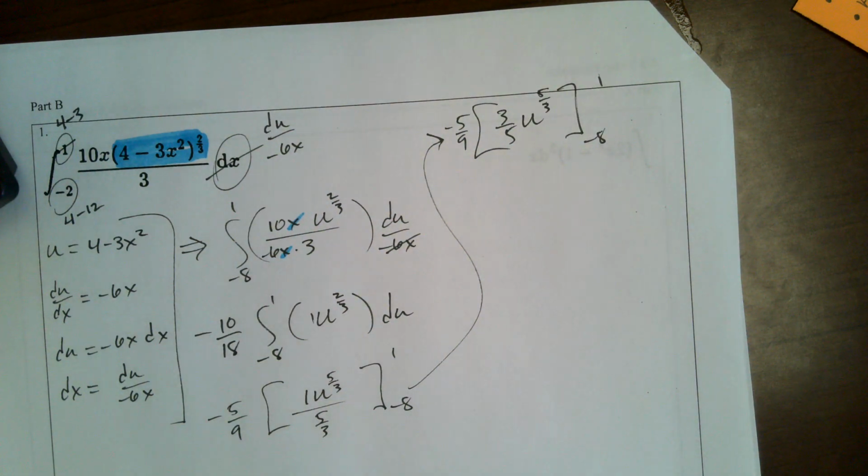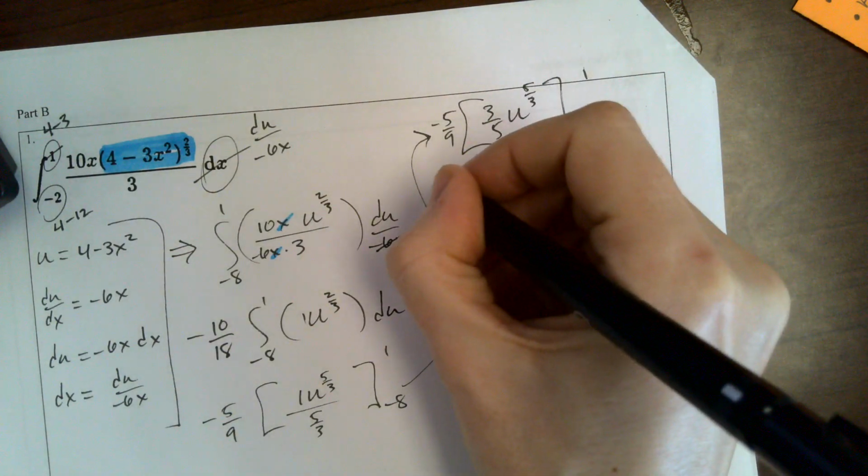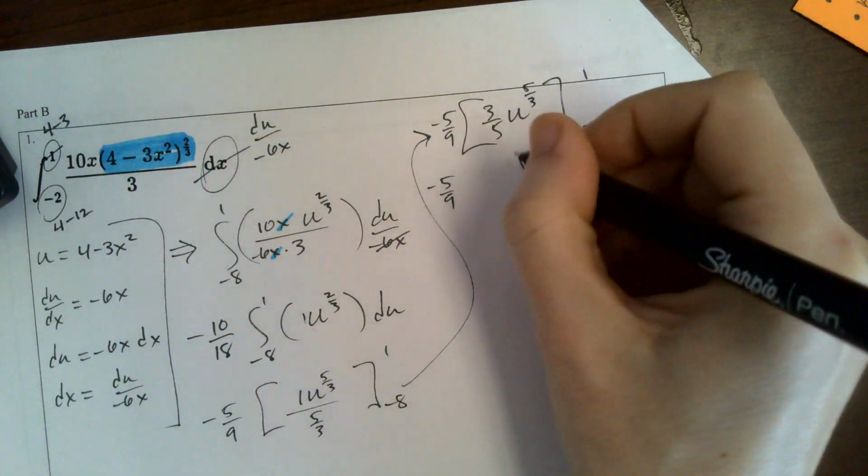And I know time can't be negative. I'm just using it as an analogy. So this is net change. This is the fundamental theorem of calculus. So I have negative 5/9.